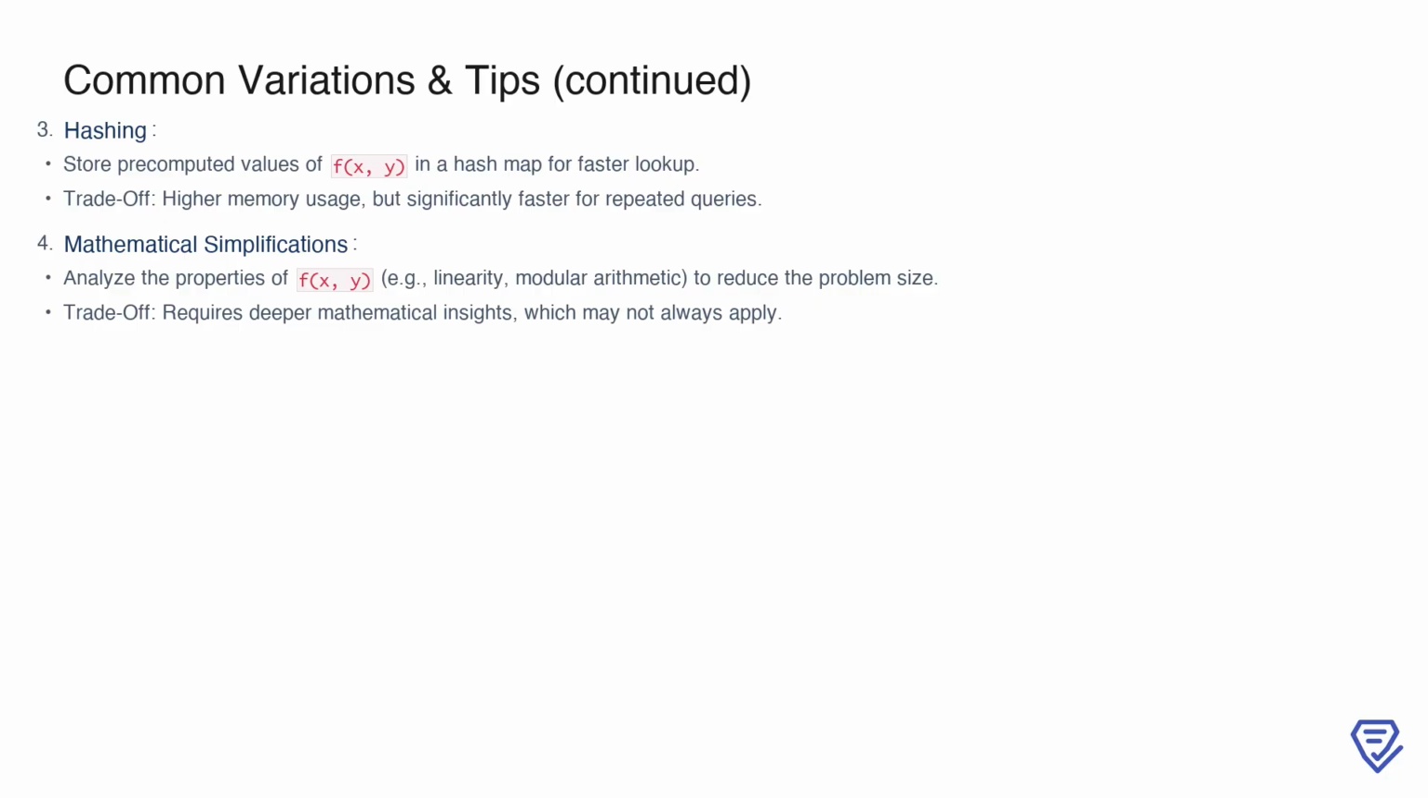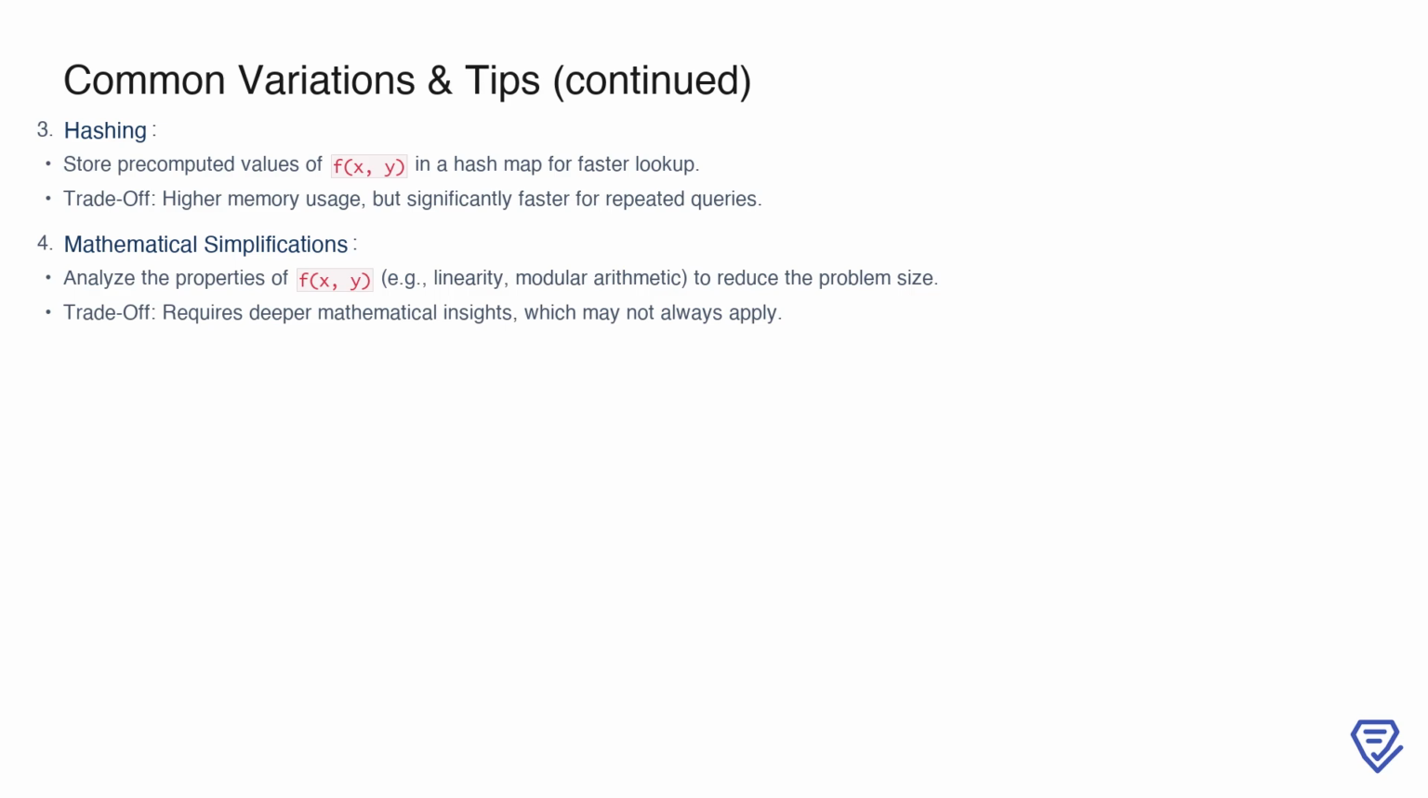Hashing is another powerful alternative for solving this type of problem. By pre-computing values of f(x, y) and storing them in a hash map, you can achieve faster lookups for repeated queries. The trade-off here is higher memory usage, but the speedup can be significant, especially for problems involving multiple queries. Another advanced technique is using mathematical simplifications.